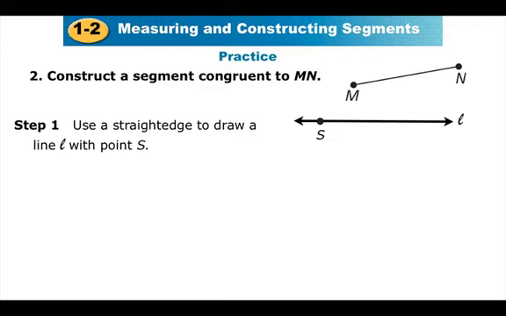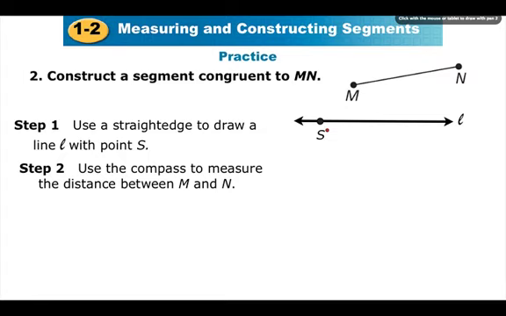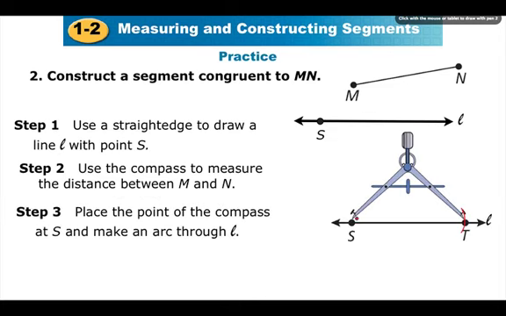Step 1 is use the straight edge to draw line L. So here's line L. And then you're going to draw point S. This is step 1. Step 2 is use a compass to measure the distance between M and N. So with the compass, place the pointy side here, the pencil side here, find that distance, and then it should look something like this. Actually, you do want the pencil on the other side. So you place the pointy side here, the pencil on this side, and then you draw an arc.